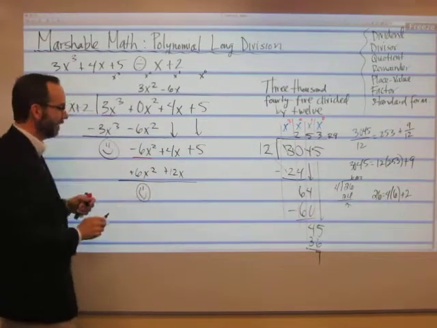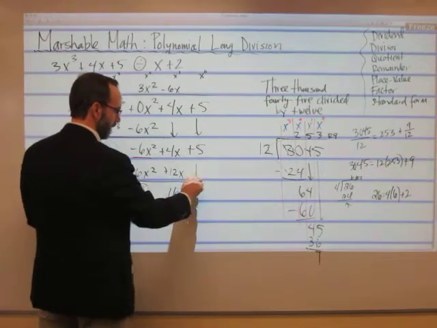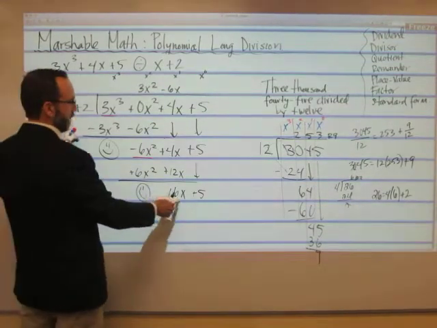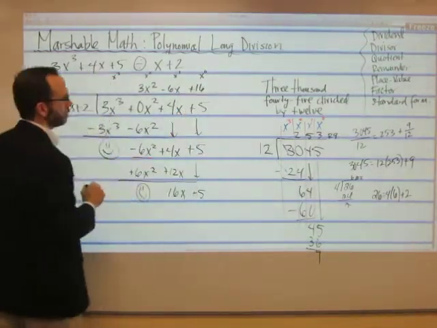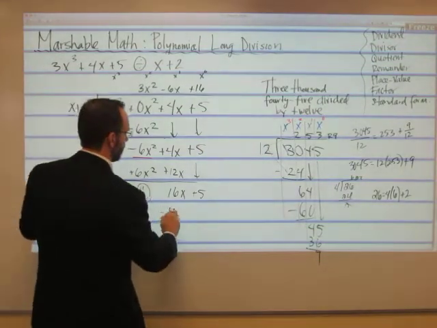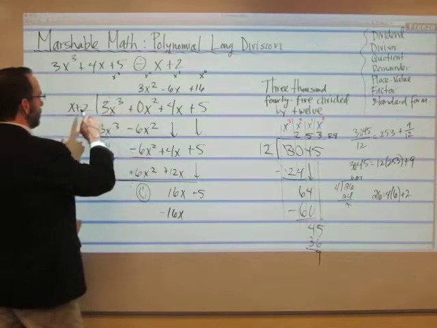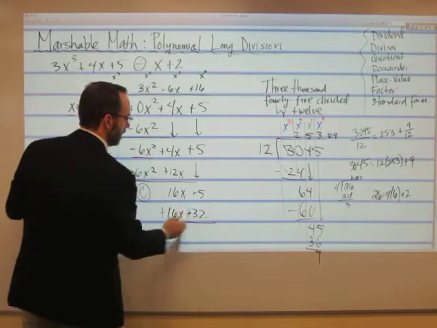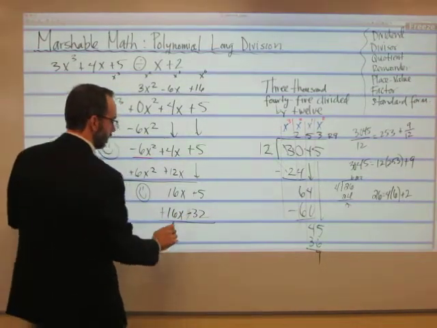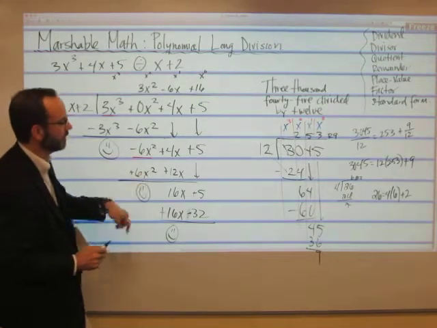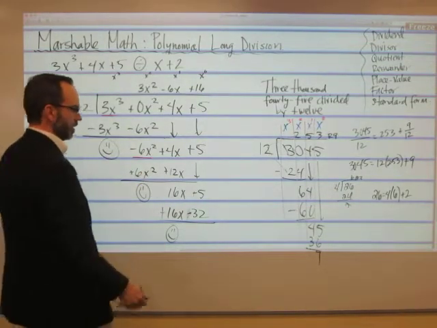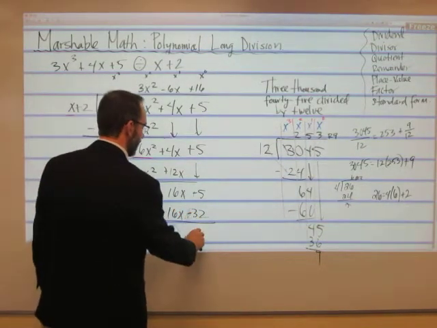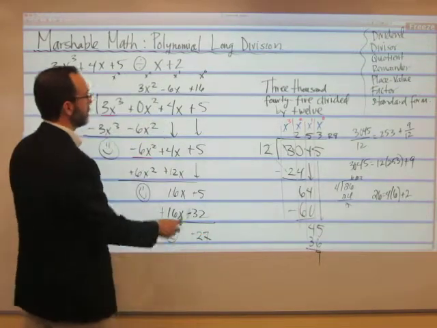Hey, happy day. And that's what, 16x, and then bring down Mr. 5 here. What do I multiply x by to get 16x? Well, that's positive 16. Okay, 16 times x, 16x. 16 times 2 would be positive 32. Change the sign and add. So that's, again, joyful. And what's that? Different signs. Subtract the numbers. 32 minus 5. What's that? Negative 27? Okay, and I'm kind of done, so this is now remainder negative 27.